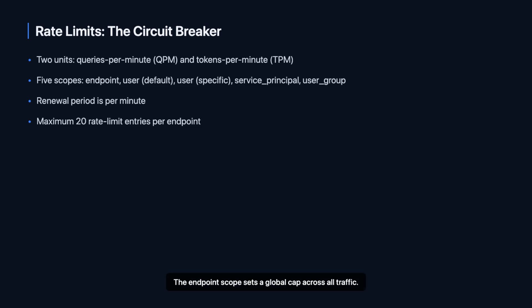The endpoint scope sets a global cap across all traffic. The default user scope applies to every user who doesn't have a specific rule. A specific user scope is an individual override for one named user. And then you have service principal and user group for machine identities and team level caps. The renewal period is always per minute, and there's a hard cap of 20 rate limit entries per endpoint. So you can't define 1,000 per tenant rules. You'll group most tenants and only carve out exceptions.